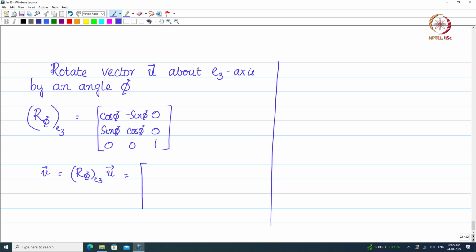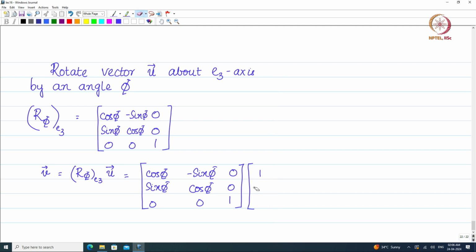So, what are we going to have? We are going to have cos phi, sin phi, 0, minus sin phi, cos phi, 0, 0 0 1, and this is going to be applied on the vector u: 1, 2 cos theta minus 3 sin theta, and 2 sin theta plus 3 cos theta.